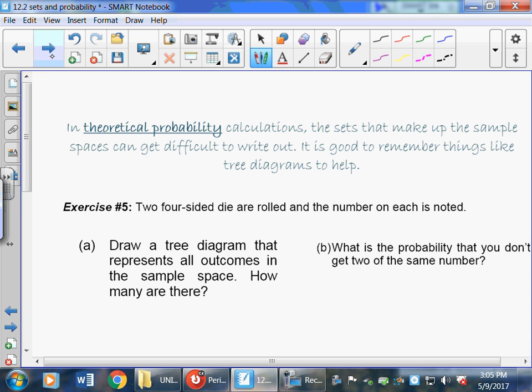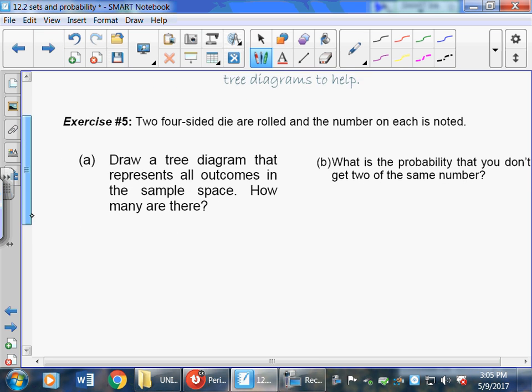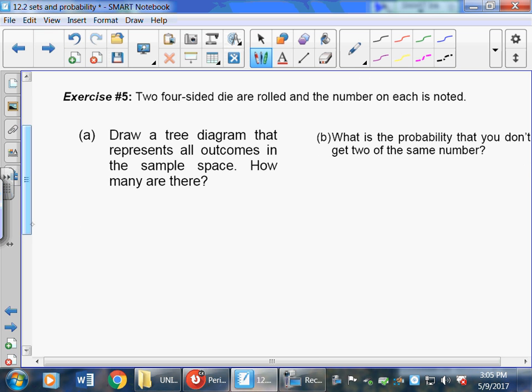All right, now here's the last one. In theoretical probability calculations, the set that makes up the sample space can get difficult to write out. It's good to remember that things like tree diagrams can help. They have had times where they told you to draw the tree diagram, so I'm not going to say they never do. So two four-sided die are rolled and the number on each is noted. Draw a tree diagram.